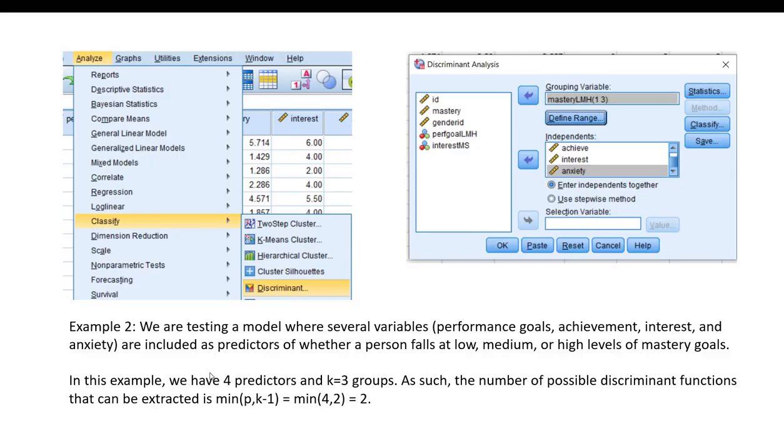So now let's move on to example 2, where we are testing a model with several variables, that is performance goals, achievement, interest, and anxiety, that are being considered as predictors of whether a person falls at low, medium, or high levels of mastery goals. And again, we're going to be using the mastery LMH variable. So in this case, we have essentially 3 groups on our dependent variable, and we have 4 predictors. So the maximum number of discriminant functions will be 2. So now let's go back to our data set and run the analysis.